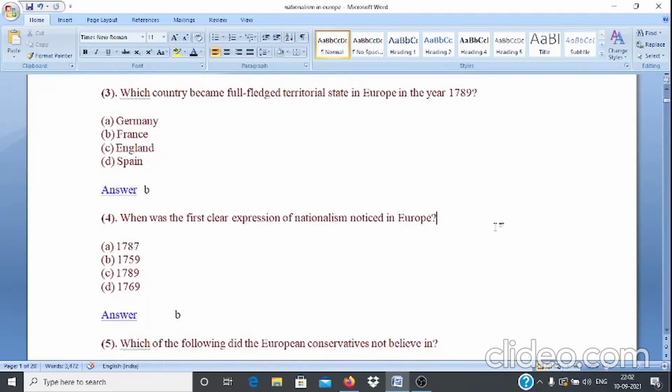Question number 3. Which country became a full-fledged territorial state in Europe in the year 1789? Options are A. Germany, B. France, C. England, D. Spain. Answer is option B, that is France.